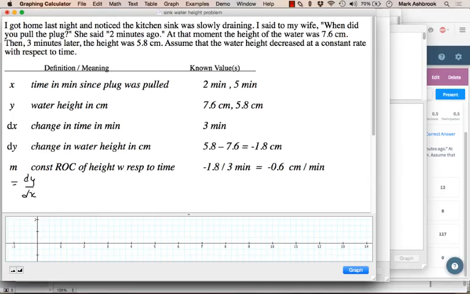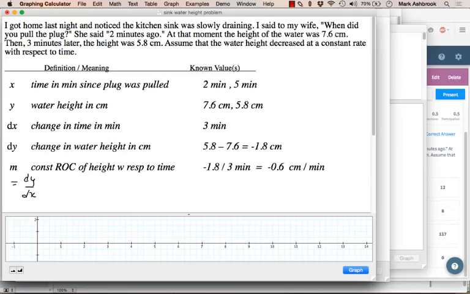The negative indicates that our y value is? The height's decreasing, right? Y is decreasing. Changes in y for positive changes in time will be negative, and so we get a negative rate of change. Okay, this is all review. So this is the way you want to get started on contextual problems this whole semester.